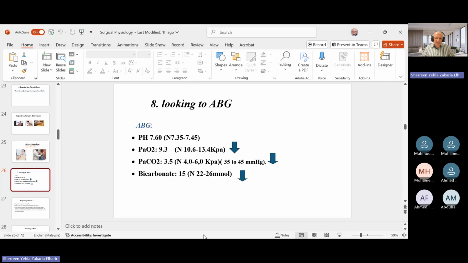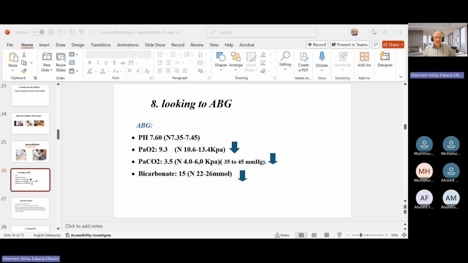So again, what we manage here in this station, we take in order: quick history, examination, looking for investigation. During this period, the examiner does not speak to you. Of course, I missed here in the examination looking for central cyanosis. So it is important, you missed it. It is important to examine for central cyanosis or general assessment.